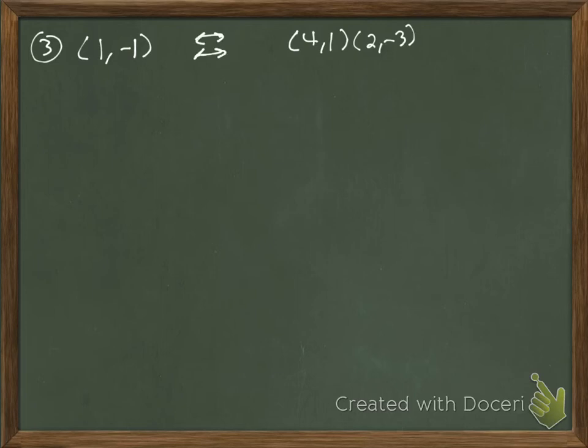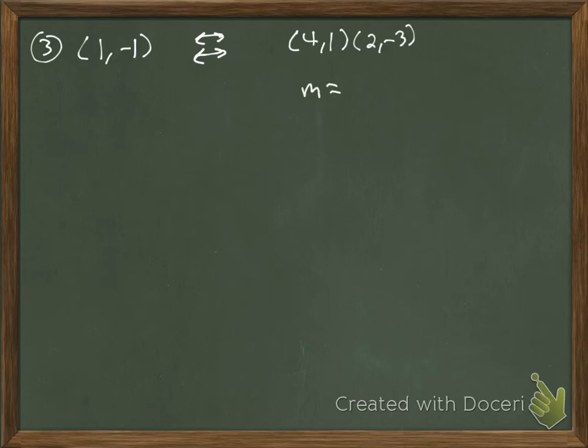Number 3. Given a point of (1, -1), and it's parallel to a line that passes through (4, 1) and (2, -3). Okay? So we're making a line that goes through (1, -1) that's parallel to the line that goes through (4, 1) and (2, -3). And parallel lines have what kind of slope, Grant? Same. Same slope. Very good.